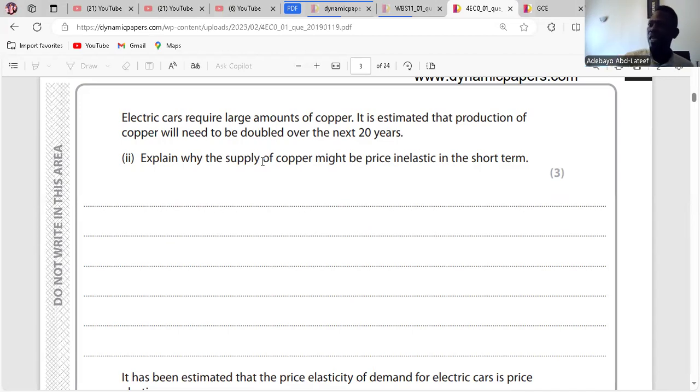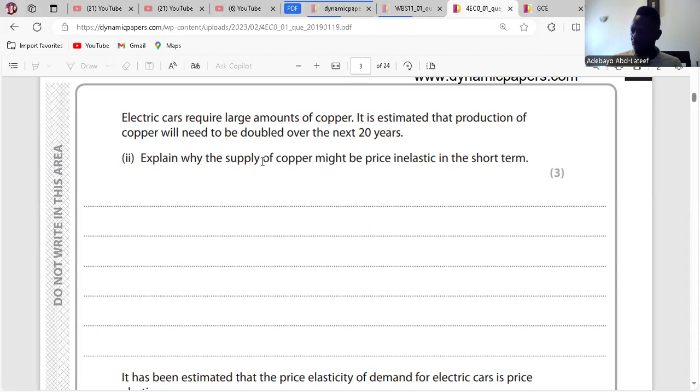When we talk about price inelastic, it means there's no significant change in the quantity supplied as a result of a change in price. So what would have caused the supply of copper to be price inelastic? The price has increased, but the quantity supplied is not increasing.